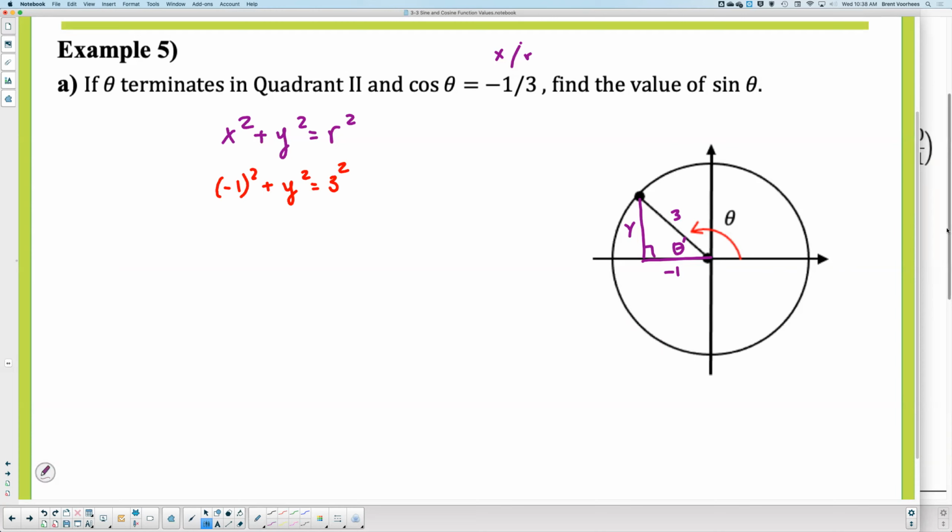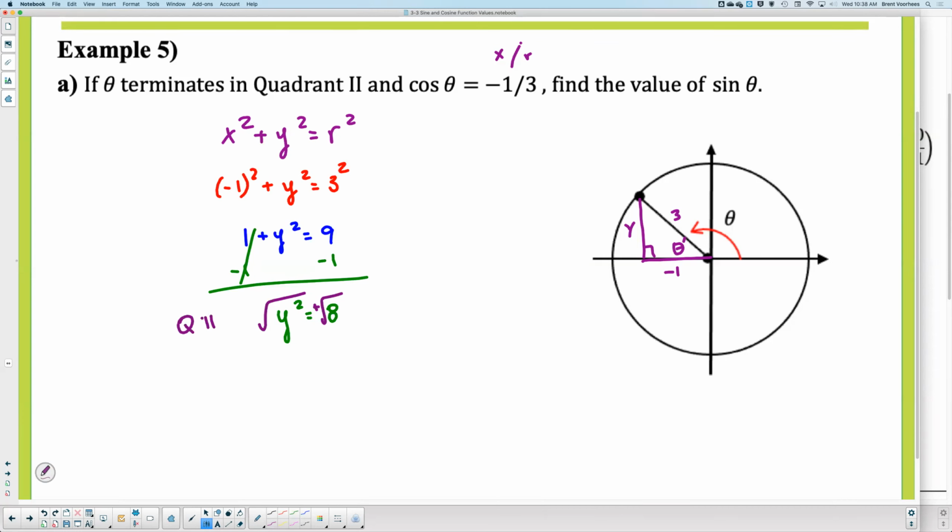All right. Negative 1 times negative 1 is? So it's 1 plus Y squared equals what's 3 times 3? 9. I subtract my 1. Y squared equals 8. How do you get rid of the square symbol? Square root. Now, I'm going to put plus or minus square root of 8. Why plus? Because what quadrant are we in?